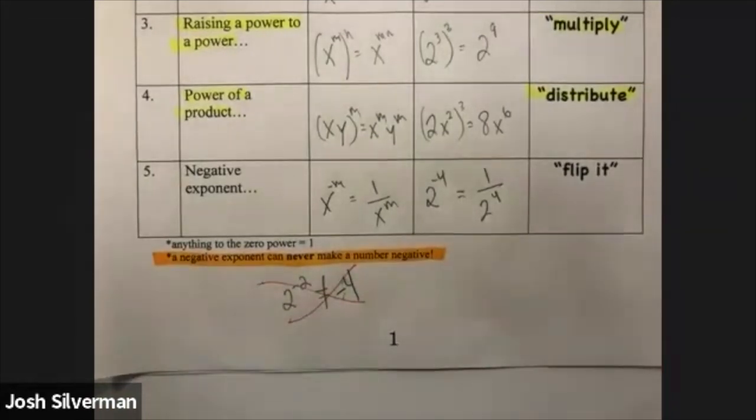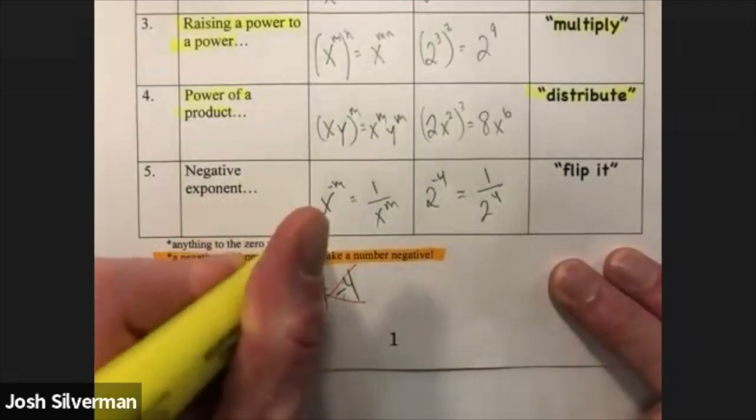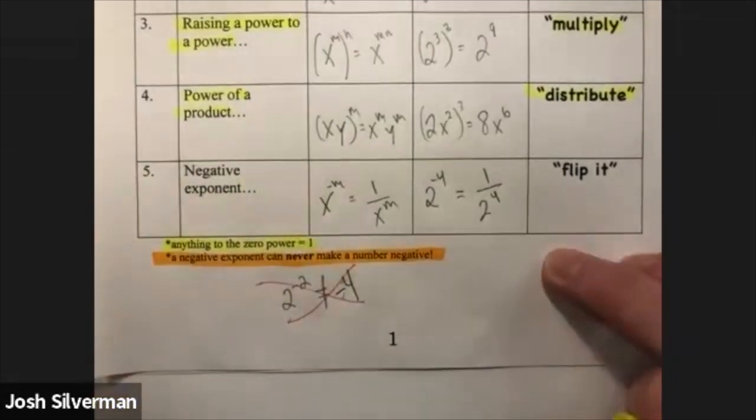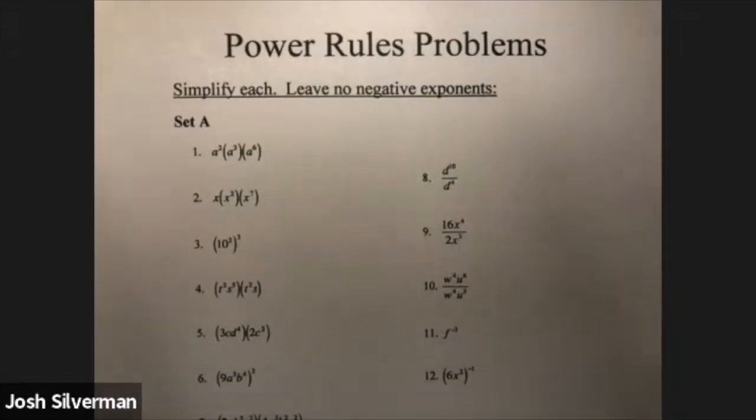One last little bonus rule down here, just something to keep in mind. Anything raised to the 0 power equals 1. Let's do some problems. All right, take just a couple of minutes for these.